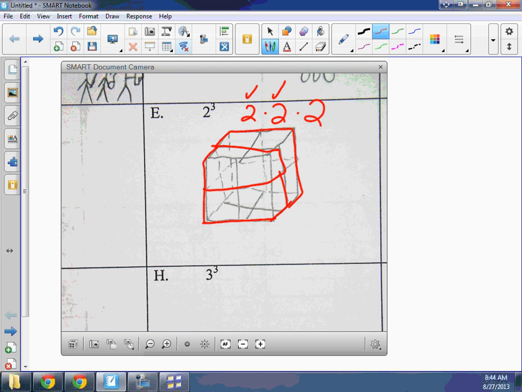And again, there are lots of ways to do this. How would I do 2 to the 4th? What would I need to do? How could I extend this picture to represent 2 to the 4th? Put another 8, an 8 squared cube. Does that make sense? So I could put another.